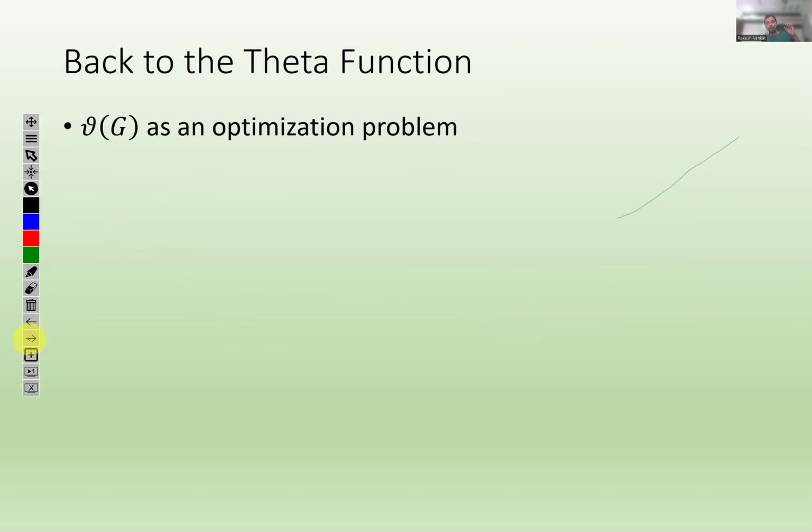Good. Now let's go back to the theta function. And I had said that theta of G is an optimization problem, right? So what was the optimization problem of theta of G? You wanted to find vectors for vertices such that they were orthogonal on non-edges, and you wanted to optimize the value of such a representation. So what does it mean?